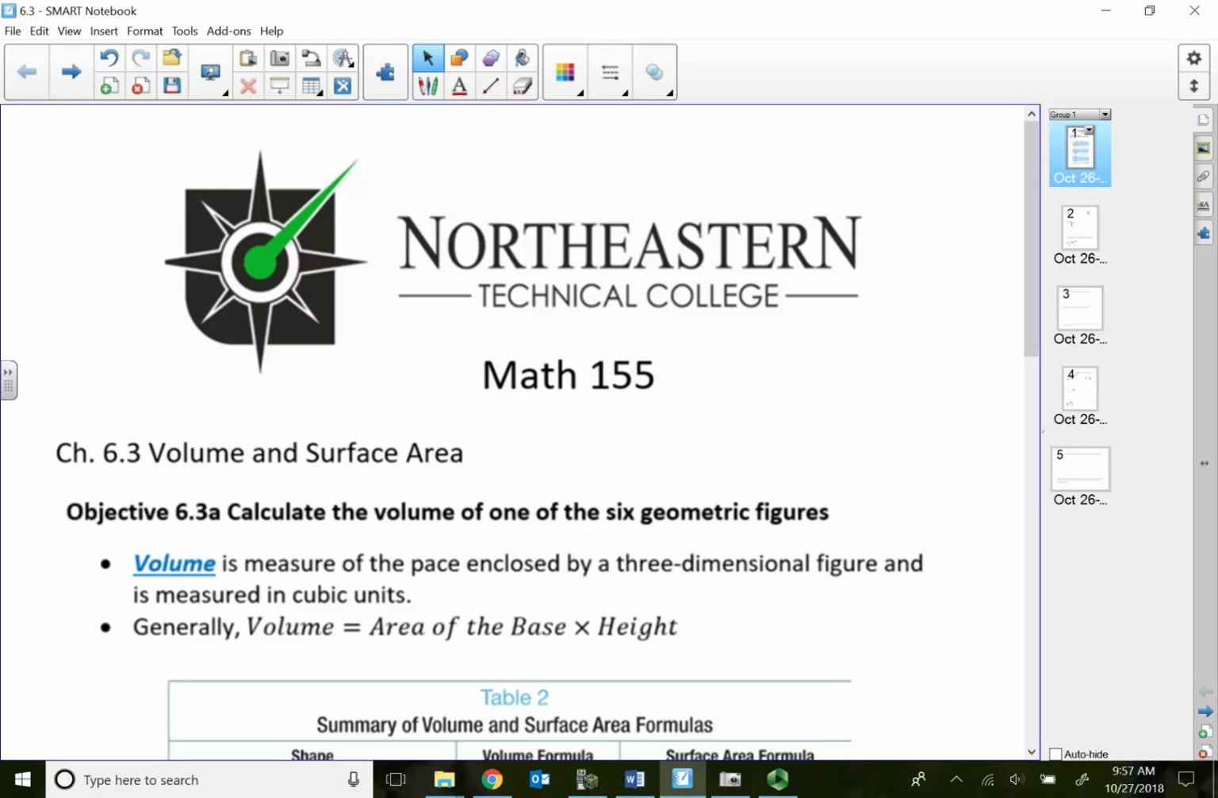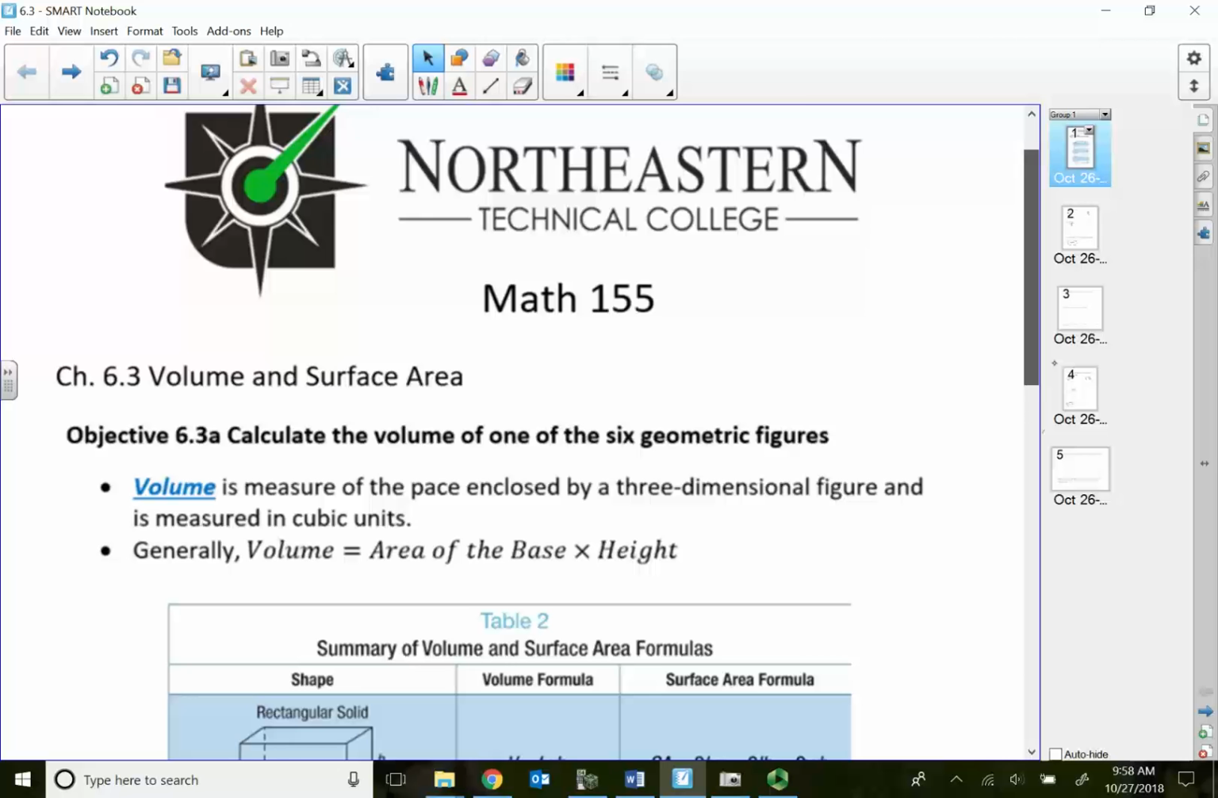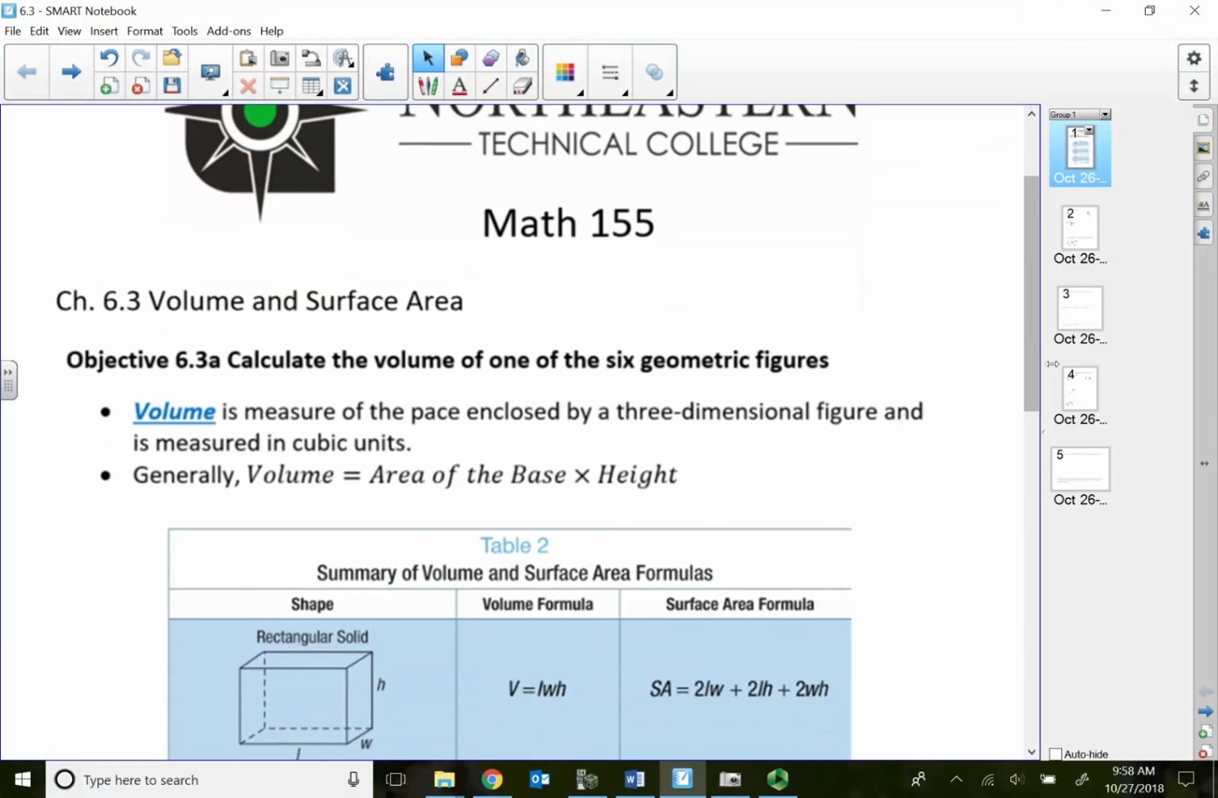Section 6.3, volume and surface area. In this lecture video, I'm going to show you how to calculate the volumes of the following six geometric figures. Basically, volume is the measure of space enclosed by a three-dimensional figure and is measured in cubic units.